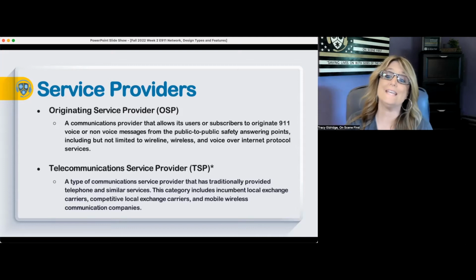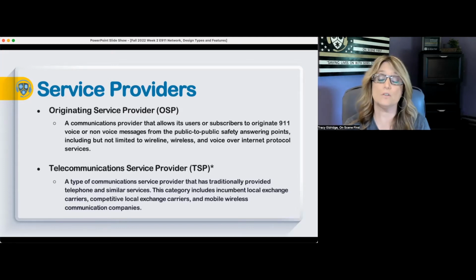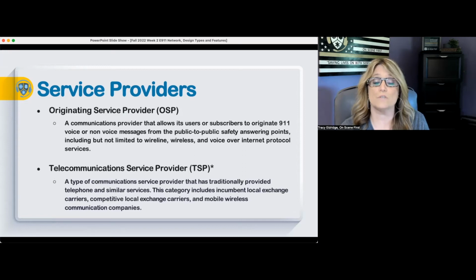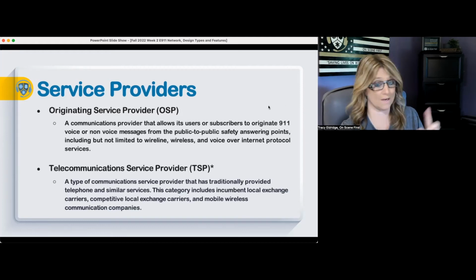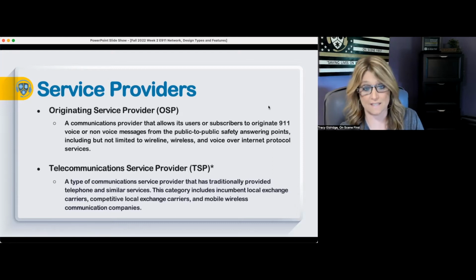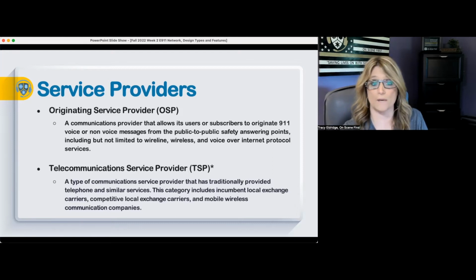Then there's the TSP, which is referred to in your study guide: telecommunications service provider. That's a type of communication service provider that has traditionally provided telephone and similar services. This category includes incumbent local exchange carriers, competitive local exchange carriers, and mobile wireless communication companies. We're going to break those down in just a few minutes: what a LEC is, a CLEC, and our mobile communications carriers.